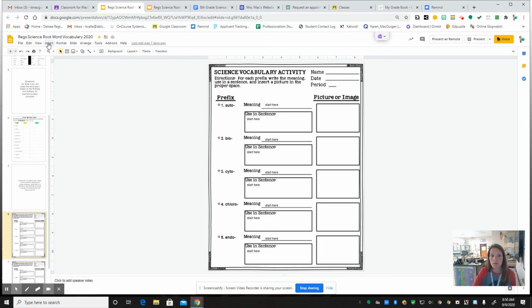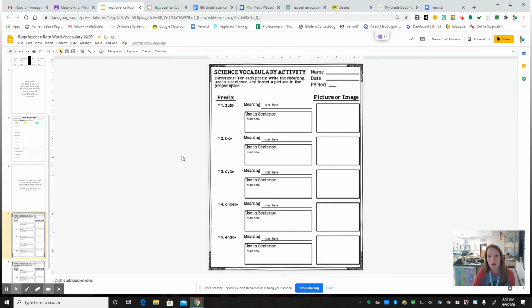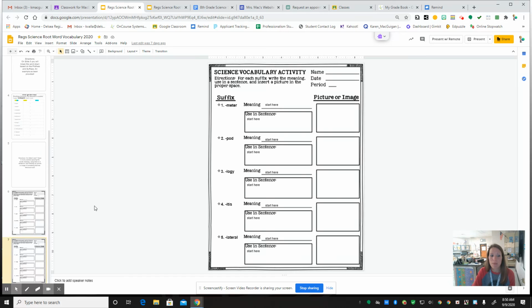All you do is insert. You can go from here, image, search the web, or you can take a picture that you might have or save. You can find all of your resources right there. So that's really simple. There's no right or wrong answer for your sentence or your picture, but everyone should have the same meaning, because you're just referring to slide number 2. So this is what we're going to be working on Tuesday: getting more practice breaking apart the word and knowing what those word meanings are. That's going to be slides 6 and 7.